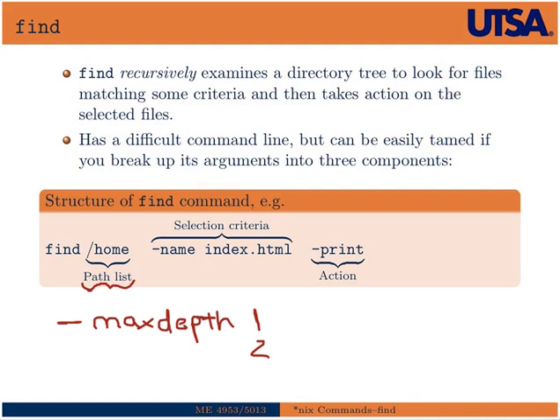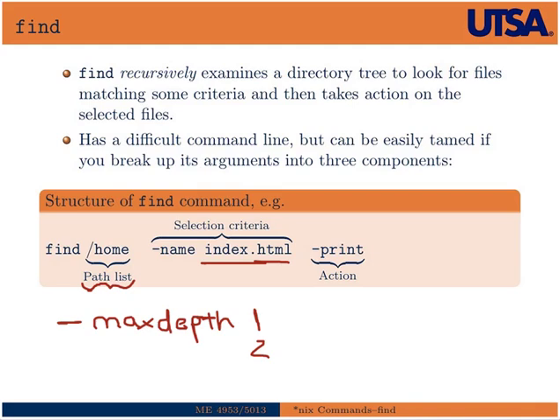The second part is the selection criterion. In this case, we're going to use a criterion based on the name. We're going to look for all files called index.html. But there are many other selection criteria, and I have a table on the next slide that shows you a few of those. Of course, I'll direct you to the man page for the full listing.